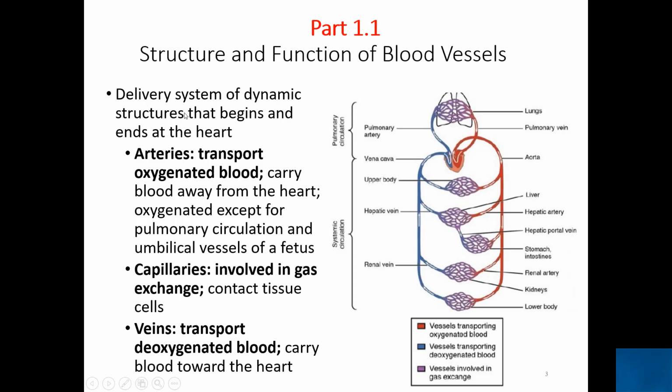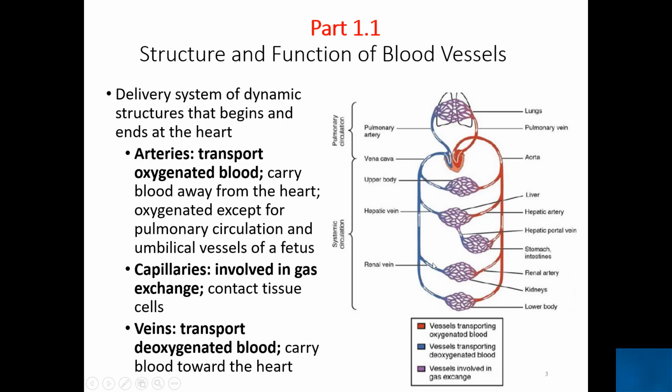So what are blood vessels? It's a delivery system of dynamic structures that begin and end at the heart. So when our heart pumps blood, it pumps it into the arteries, aorta and pulmonary artery. Through the aorta and its branches, through the arteries, oxygenated blood goes to absolutely all organs and tissues of the body, where gas exchange is happening in the capillary beds of each organ. Oxygen goes to the tissues, carbon dioxide goes to the blood.